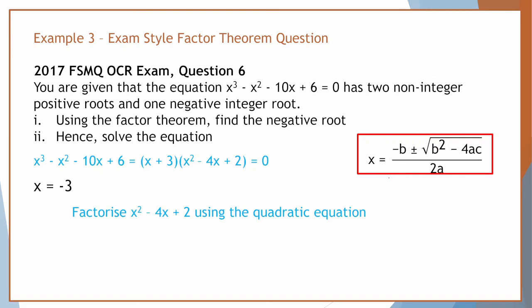So when we go ahead and factorize x squared minus 4x plus 2 using the quadratic formula, we end up with x equaling 2 plus root 2 or x equaling 2 minus root 2. So these are the three roots for this function, and that answers part 2 of the question. x can equal negative 3, or it can equal 2 plus square root 2, or it can equal 2 minus square root 2. That's a full solution to both the parts in this question.